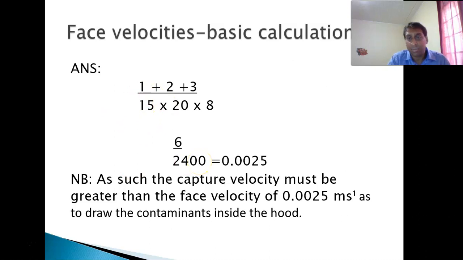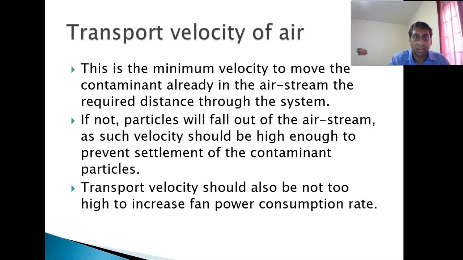Transport velocity of air, again, mentioned this just a while ago. Once inside of the hood, the speed of the air needs to be sufficient to carry the contaminants along the entire ducting of the hood. And again, if it's not, it could result in contaminants settling in the corners of the LEV system, settling perhaps on the fans, etc. So this is the minimum velocity to move the contaminants already in the airstream the required distance through the system. If not, particles will fall out of the airstream. As such, velocity should be high enough to prevent settlement of the contaminant particles.